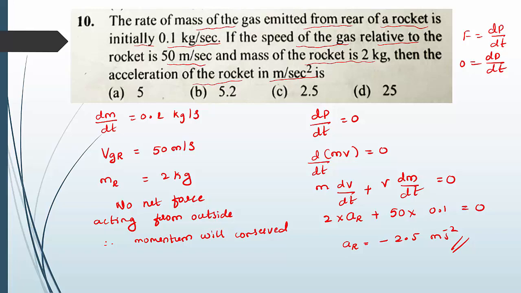Then what does this negative sign indicate? The negative sign shows that the acceleration direction is opposite to the velocity, because the rocket is moving forward and the gas is ejected backward. So the answer is 2.5 meter per second square. We should consider only the magnitude. So 2.5 means we go for option C.